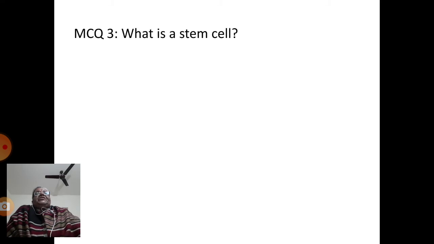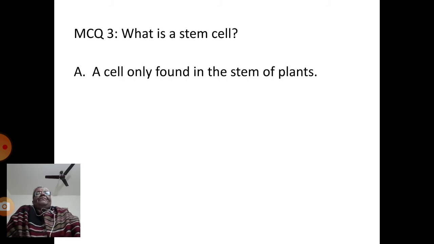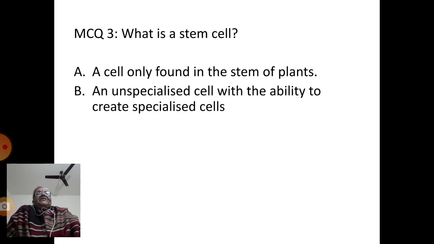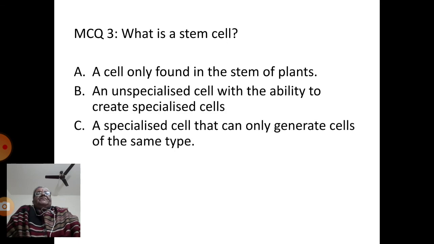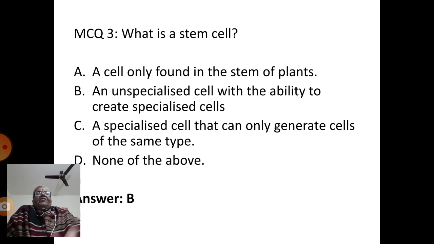Practice question 3. What is a stem cell? A. A cell found in the stem of plants. B. Unspecialized cell with the ability to create specialized cells. C. Specialized cell that can only generate cells of the same type. D. None of the above. Answer is B. That is an unspecialized cell with the ability to create specialized cells.